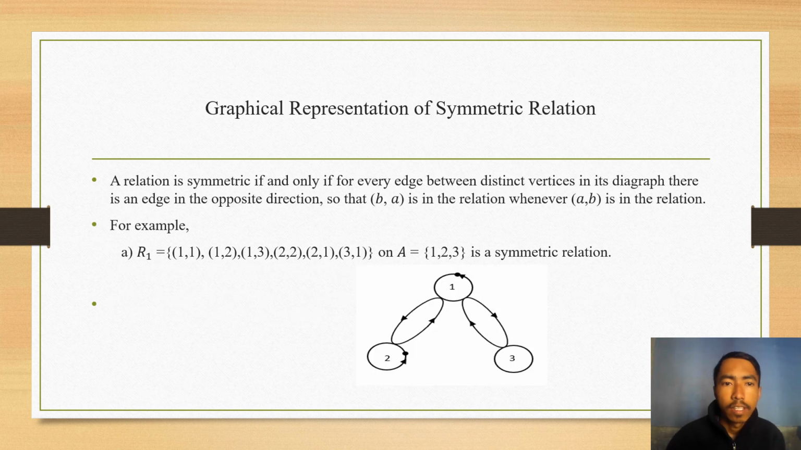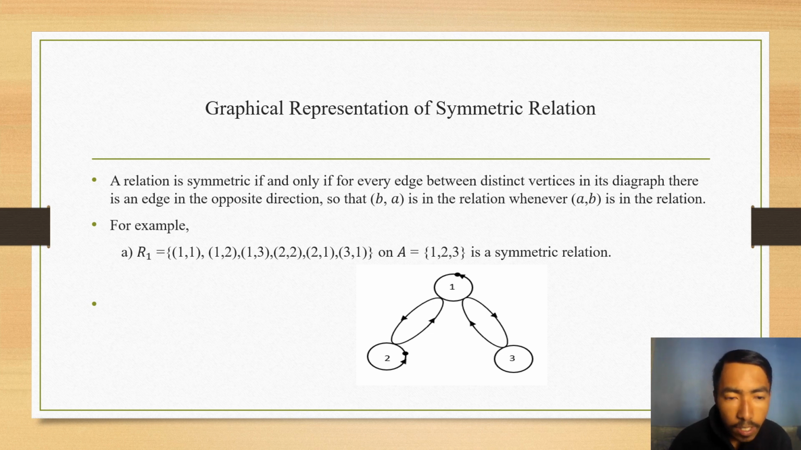Next slide is graphical representation of symmetric relation. A relation is symmetric if and only if for every edge between distinct vertices in its diagram there is an edge in the opposite direction, so that (b, a) is in the relation whenever (a, b) is in the relation.